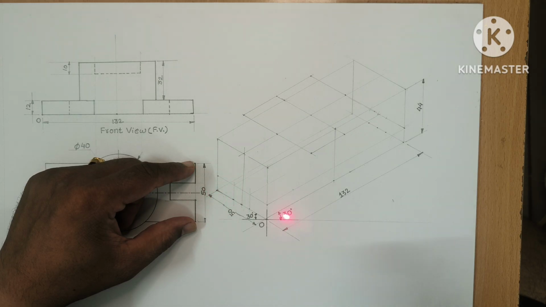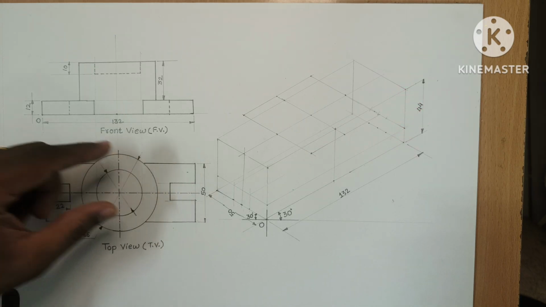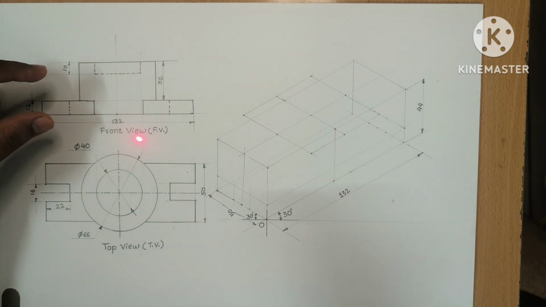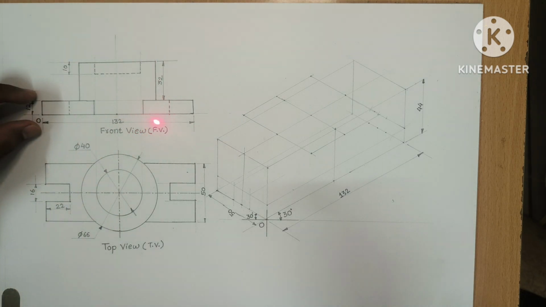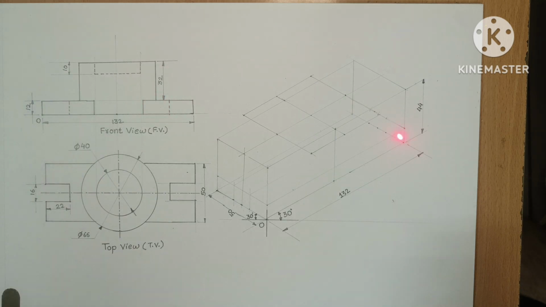I have taken an angle of 30 degrees and then I have drawn the line of 132 millimeter here, and I have taken a 30 degree angle here and I have drawn the 50 millimeter distance here. Then from this point to this point the distance is 44 millimeter. This distance is from the front view, 32 plus 12. This is the height, 32 plus 12, means this distance is 44 millimeter.